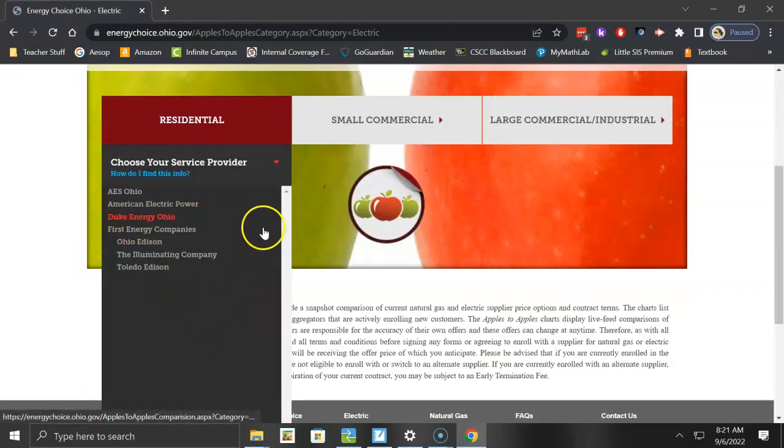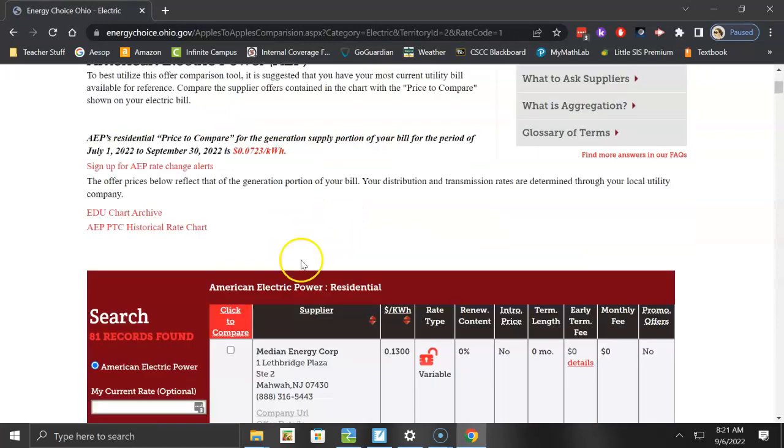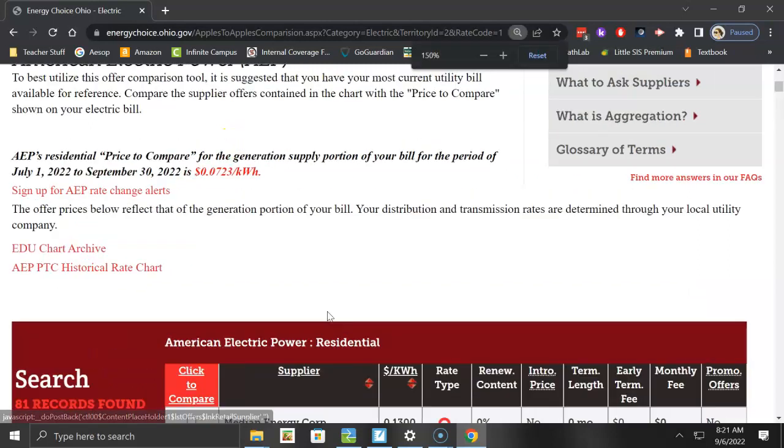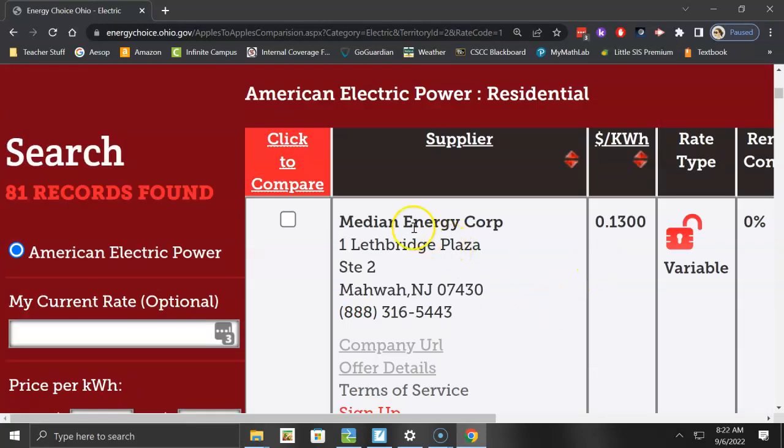So most of us have AEP, just because we're all in Columbus. So the current rate for AEP is, I don't know if you guys can see that, 7.25 cents. So you can actually price compare. Right? So I could go with this Median Energy Corp, and then I'm paying 13 cents a kilowatt hour.